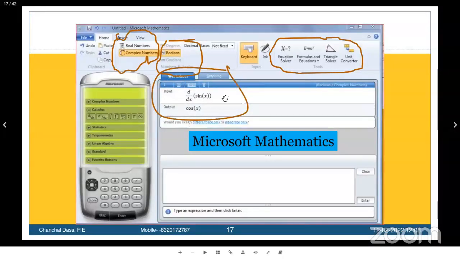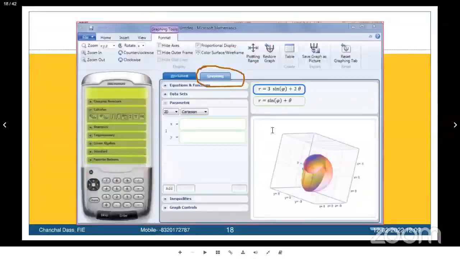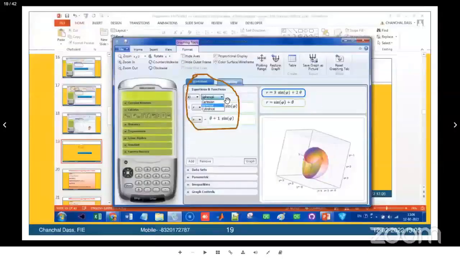Similarly, it has many other good features. You can use real numbers or complex numbers for solving problems. You can use radians, degrees, gradients, anything here. And on the right hand side there is an equation solver, then formula equation, triangle solver. All these things are there, you can take advantage of it. Very simple. And this graphing also has very nice capabilities, so you can get more than what you expect. Here you can do 3D, 2D, all graphics, and spherical, Cartesian, cylindrical, all the systems you can do here in Microsoft Mathematics.